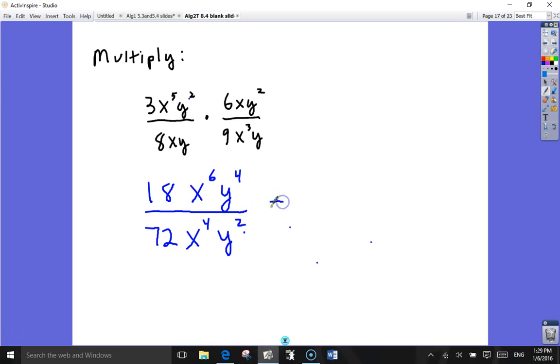Simplify. How about 18 over 72? That's 1/4. How about x to the 6th over x to the 4th? X squared. 6 minus 4 means you've got 2 left. How about y to the 4th over y squared? Y squared. There you go. So don't be confused. If you don't have any factoring to do, then you just don't do any factoring.